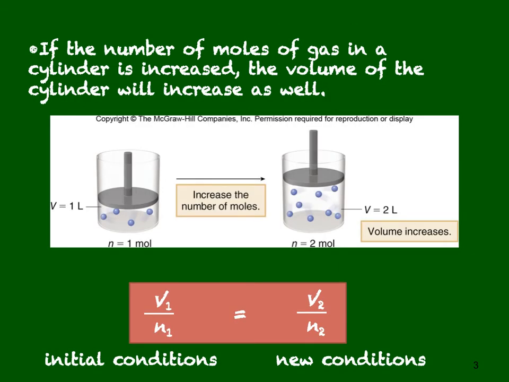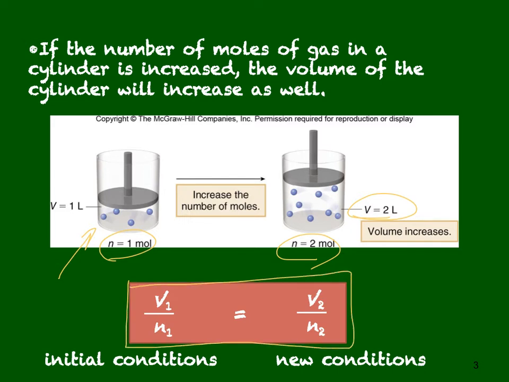Now, if the moles of a gas in a cylinder increase, the volume needs to increase. So in this container, we have a 1 liter cylinder with 1 mole. If I add 1 more mole of gas, my volume must double. And we can set up another equation just like Charles's law and Gay-Lussac's law and Boyle's law, where we have V1 over n1 is equal to V2 over n2, initial and final conditions.